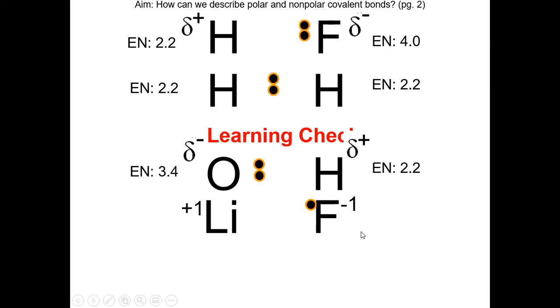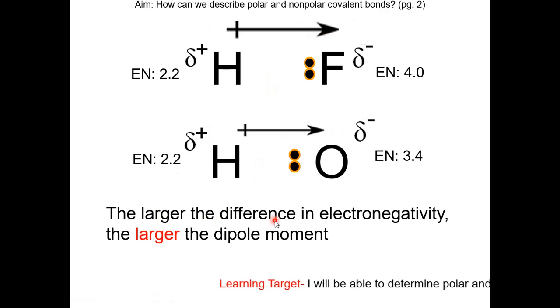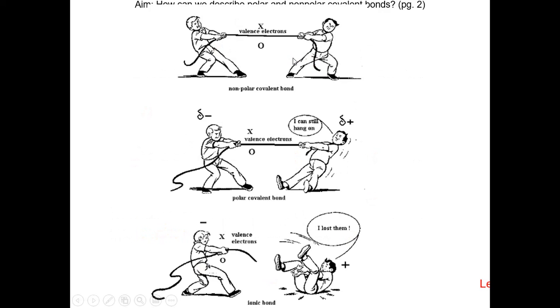Just to review, the larger the difference in electronegativity, the larger the dipole moment. HF is more polar than OH because the electronegativity difference of HF is greater than OH. As a result, when we draw the dipole moment arrow, the one for HF is bigger than OH. This is a review slide summarizing the nonpolar, polar, and ionic bond using the analogy of a tug-of-war.